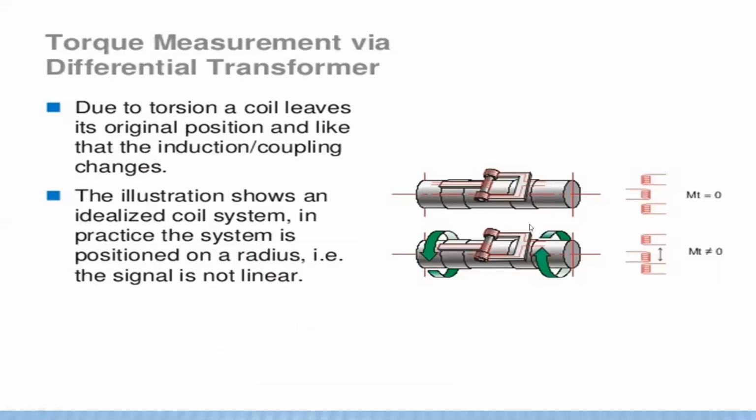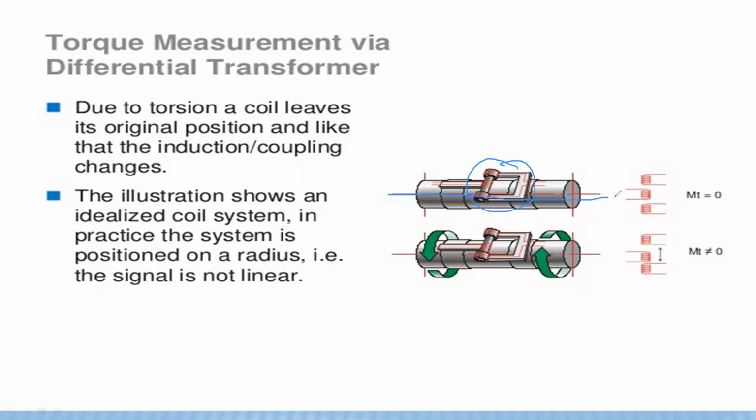Okay. So the torque measurement via differential transformer. Due to torsion, a coil leaves its original position, unlike that the induction or coupling changes. The illustration shows an idealized coil system. In practice, the system is positioned in a radius. The signal is not linear. So the torque measurement via differential transformer. The differential transformer is placed on the object. It is the object, so it is the object axis.